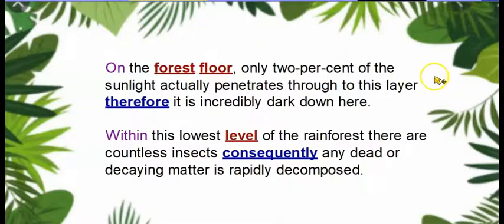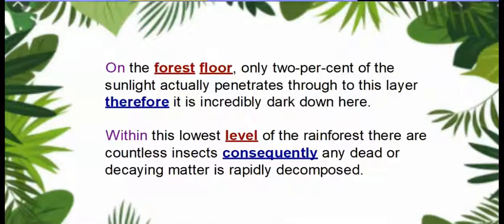On the forest floor, only 2% of the sunlight actually penetrates through to this layer, therefore it is incredibly dark down here. So you are not just writing a list of facts, you are explaining those facts. Here's another example. Within this lowest level of the rainforest there are countless insects. Consequently, any dead or decaying matter is rapidly decomposed. So, using these explanation conjunctions, you are linking some of the ideas together, and that makes the writing flow together far better than if we just write it as a list of facts.